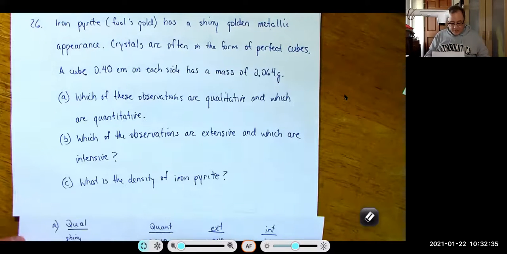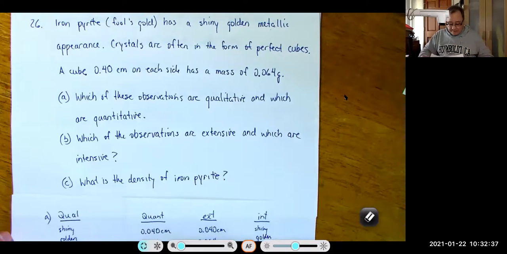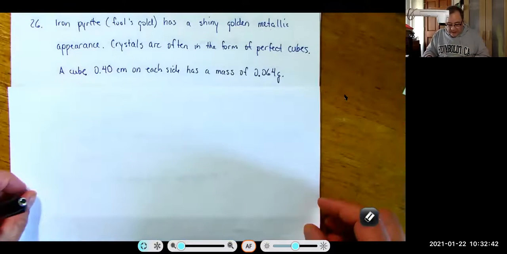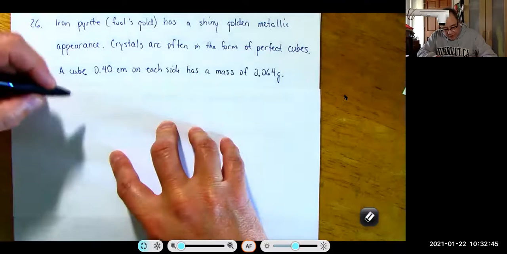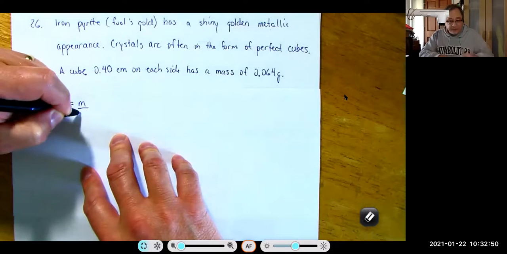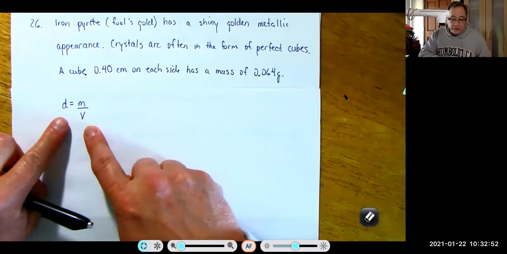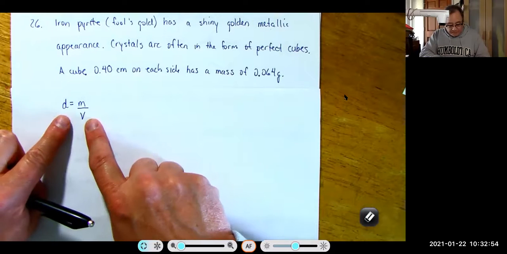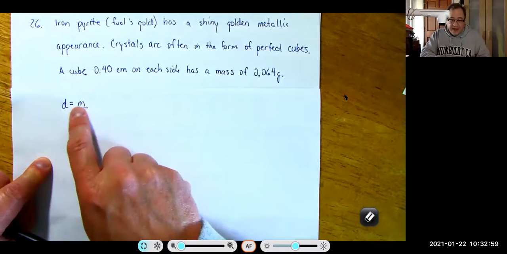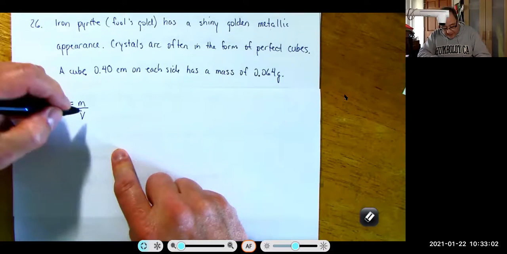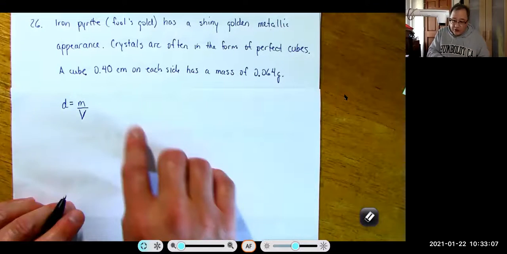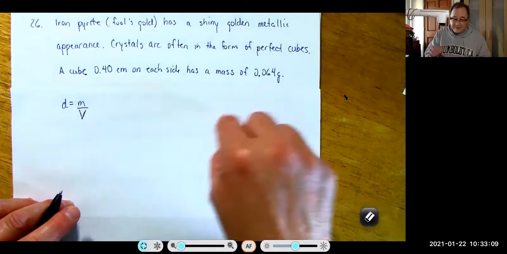Okay, and then C, what is the density of iron pyrite? So what I'm going to do is flip this page around here. To calculate the density, this is the way I always like to see problems like this done. You start off with the formula using variables for the parts of the formula. So D stands for density, M for mass, and V for volume. And here, I would not expect the person to write down a little legend that says D is density, M is mass.